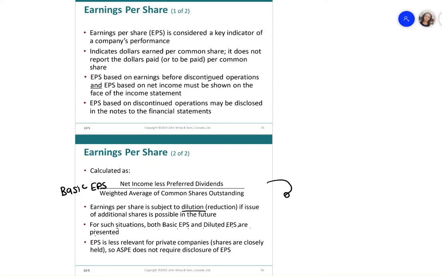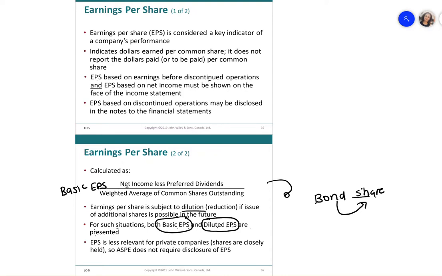Normally, if anything can be converted into shares, we use a what-if method to convert that bond or those securities into common shares. So if you have a bond that can be converted into shares, you need to consider it when you're calculating your diluted earning per share.